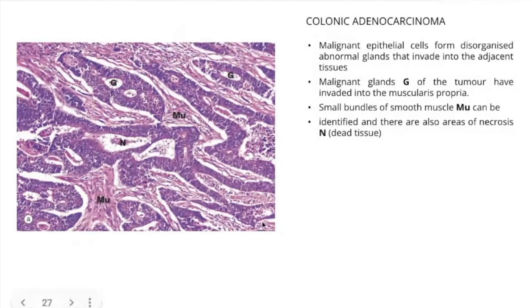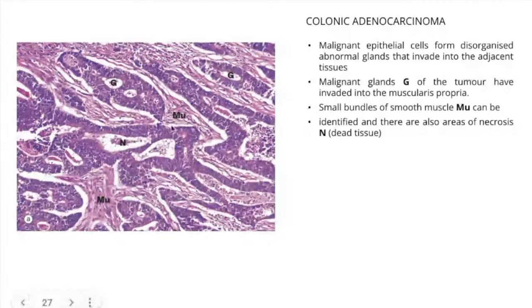And this is a micrograph of colonic adenocarcinoma, abnormal cell formation from the colon, and malignant epithelial cells form disorganized abnormal glands that invaded into the adjacent tissue, and the malignant glands of the tumor have invaded into muscularis propria.